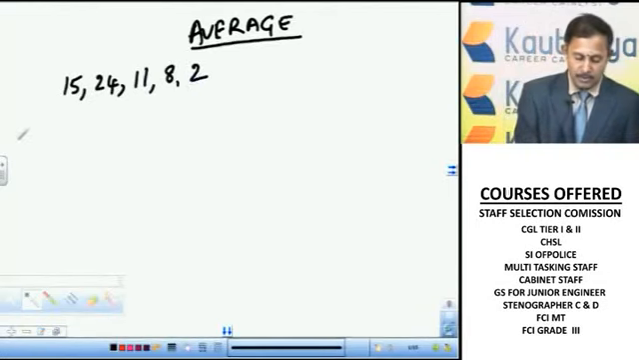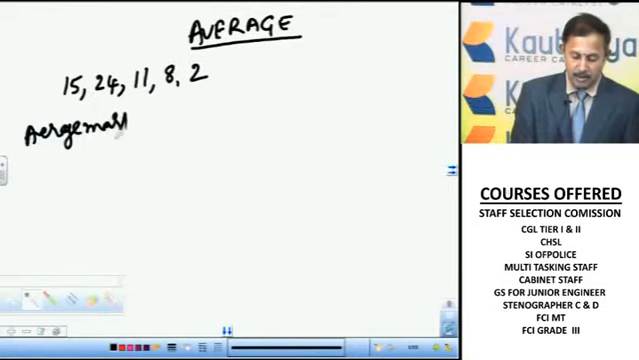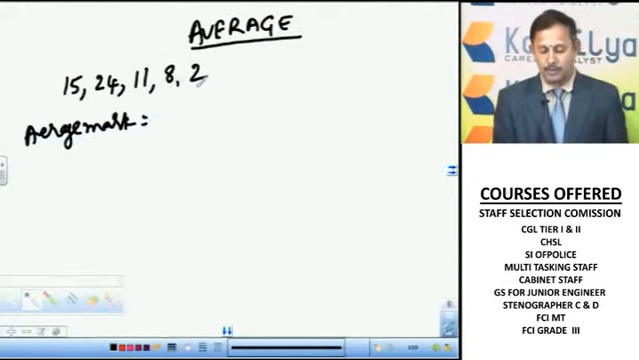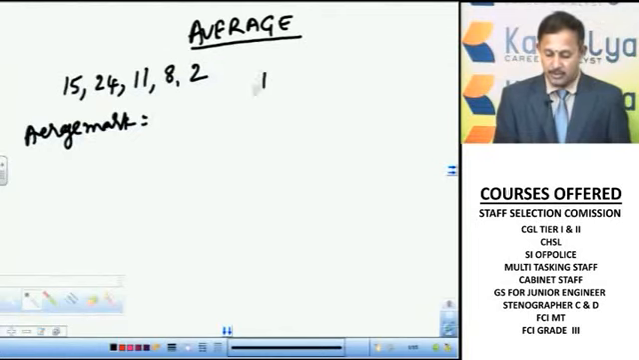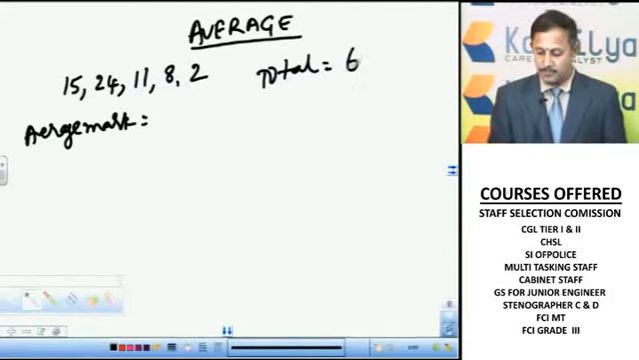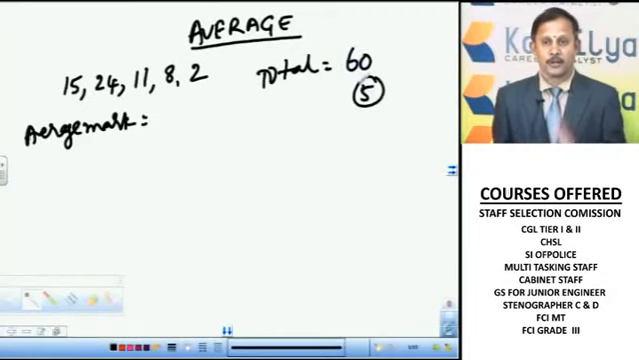Suppose, how to find out the average mark obtained by all the 5 students? Here 15, 24, 11, 8 and 2 are the individual marks. What is the total mark obtained by all the 5? 15 plus 24, 39, 39 plus 11, 50, 50 plus 8, 58, 58 plus 2, 60. So 5 students got 60 marks in total, right?